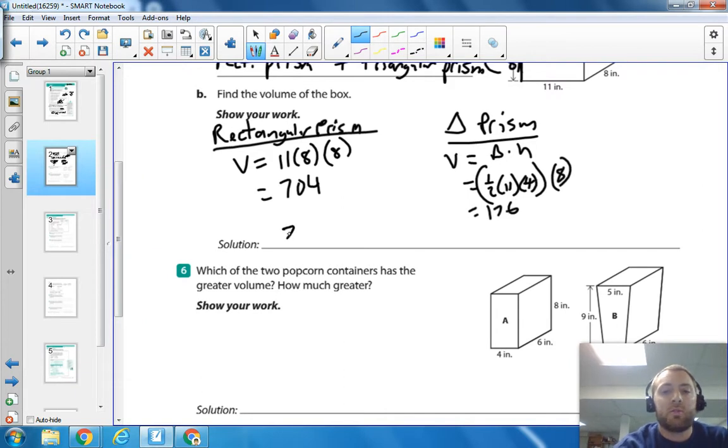So if you add 704 plus 176, you get 880. And that is inches cubed.